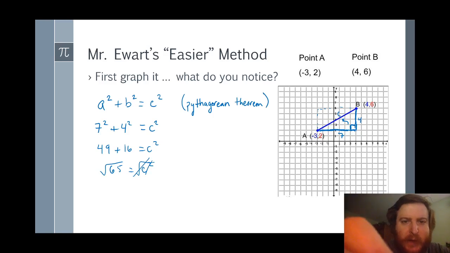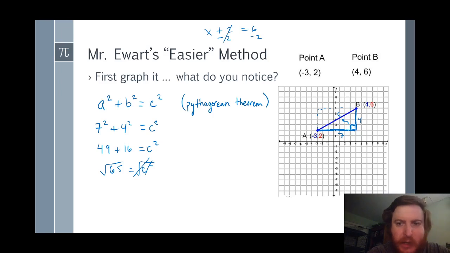Like in math, if I have x plus 2 equals 6, the inverse of plus 2 is minus 2. You always do the inverse operation to cancel it out. So when you square a number, like if I picked 6 and squared it, it's 36.